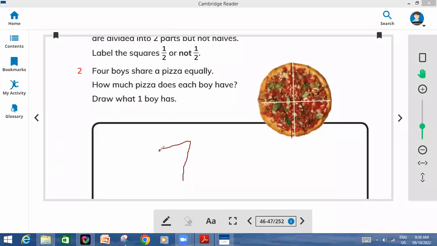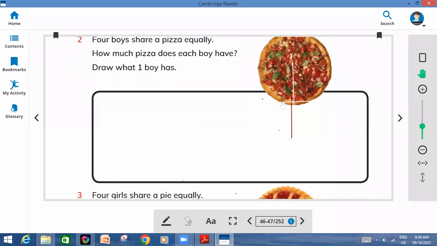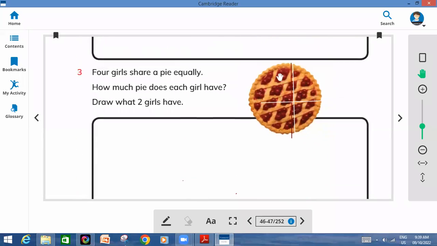So fraction means to cut shapes into equal parts. So I'm drawing, you can draw with me. Here. It is for equal, okay? So all pieces should be equal. Okay. Moving on to the next question.